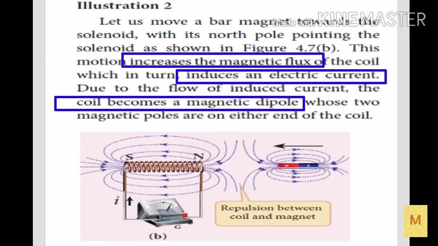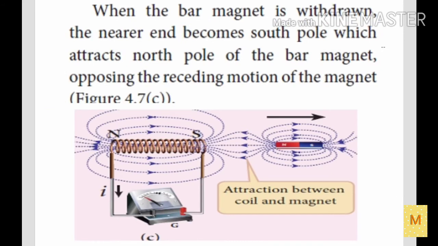which means that the near end of the solenoid to the bar magnet will become a north pole and the other end will become a south pole. Similarly, when the bar magnet is moved away from the solenoid, the near end of the solenoid will become a south pole and the other end will become a north pole.